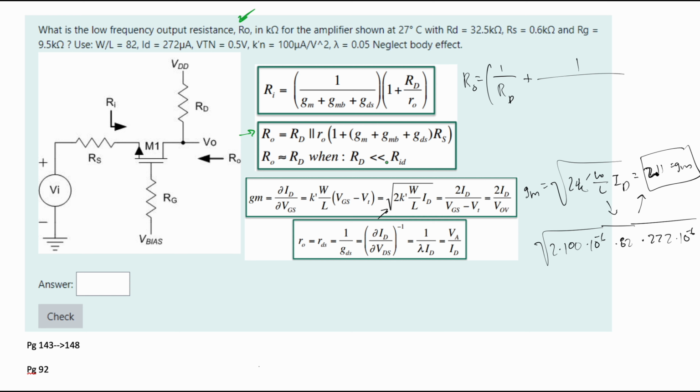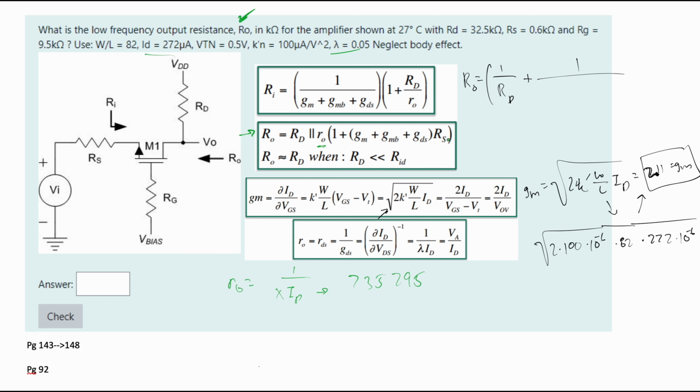Now we need to find our r naught. So our r naught is going to be equal to, we have this down here, and what we're going to do is set it equal to 1 over our lambda times our ID, because we are given our lambda and our ID. So we're going to take these, plug them in together, and then we get about 735,295. So this is going to be the answer here, and then we can take this and plug it into our equation.